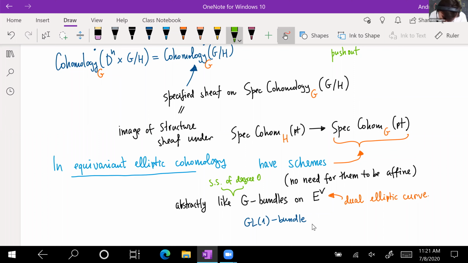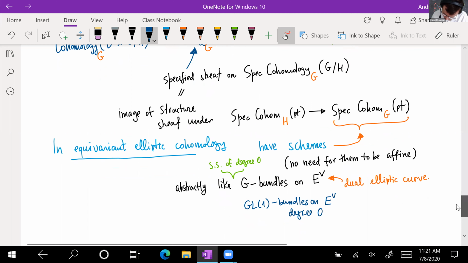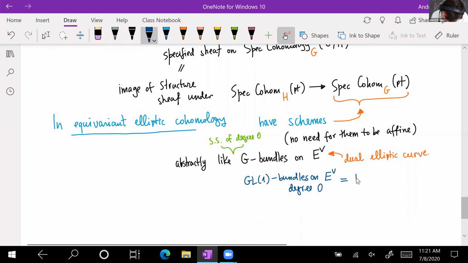So a GL1 bundle on an elliptic curve of degree zero. Sorry, this takes longer to write. So that's just Pic zero, GL1 bundle, same as line bundle. So on each check, that will be the curve itself.